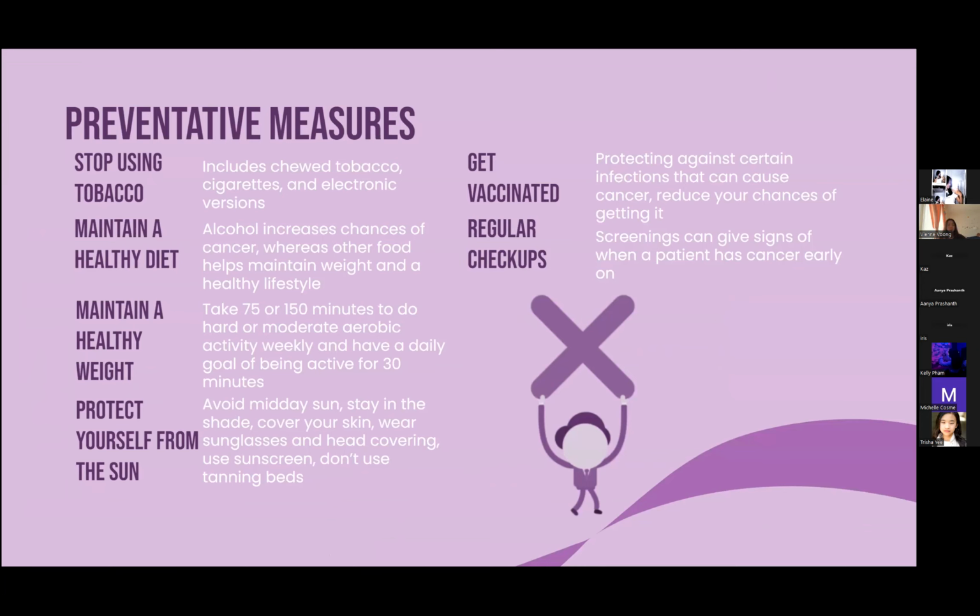Even though this doesn't directly aid with preventing cancer, it does lead to the next topic, which is maintaining a healthy weight. It is recommended that you do hard or moderate aerobic activity for 75 to 150 minutes weekly and at least 30 minutes daily. You should also protect yourself from the sun, especially during midday between 10 to 4 when the sun's rays are strongest. You should stay in the shade, cover your skin, wear sunglasses or head coverings like hats, use sunscreen, and not use tanning beds because tanning beds can have the same effect as the sun.